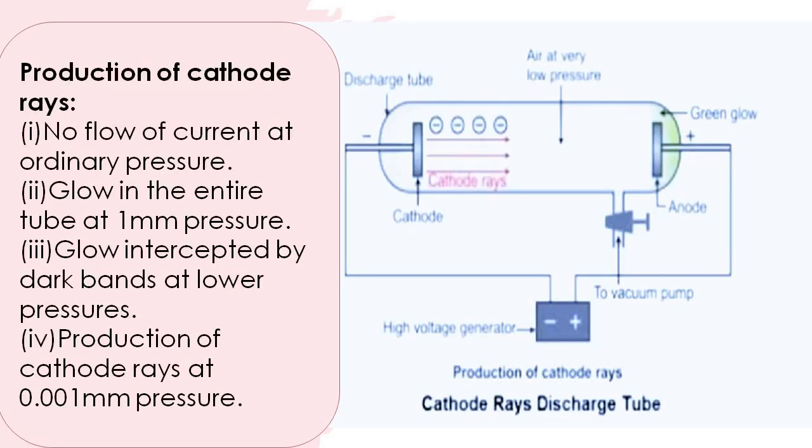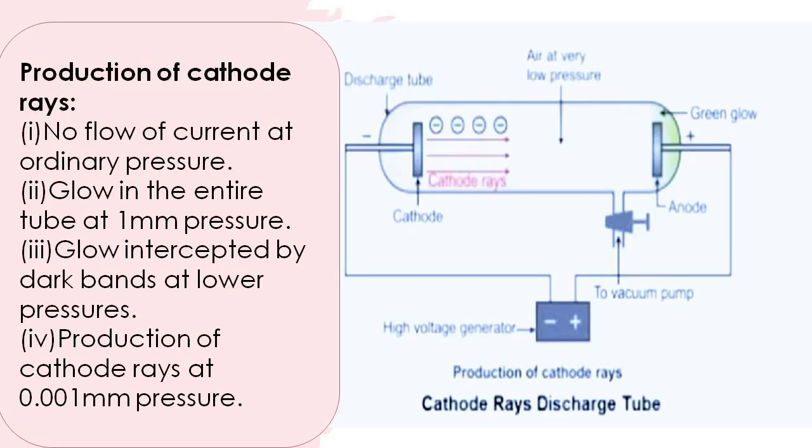Production of cathode rays. On applying high voltage between the electrodes, different results are observed at different pressure. No flow of current at ordinary pressure. When the air inside the discharge tube is at normal atmospheric pressure and a high voltage is applied between the electrodes, no current flows through air between the electrodes. This is because air or any gas at normal pressure is a poor conductor of electricity.